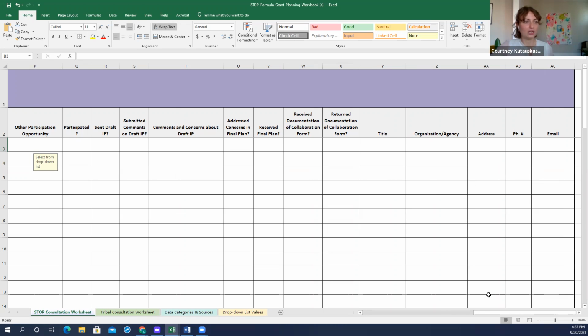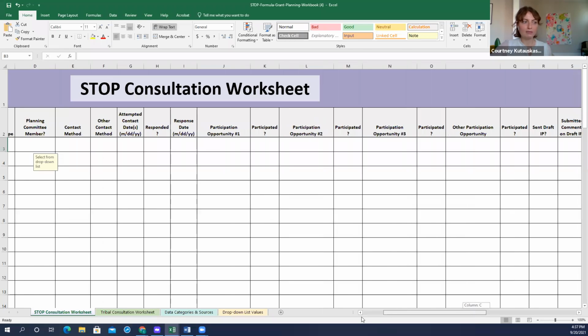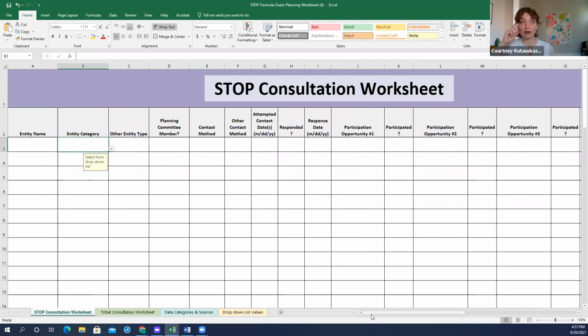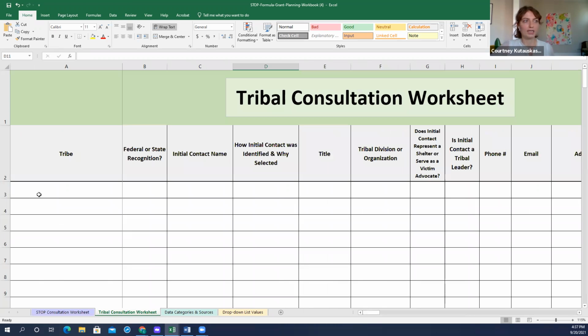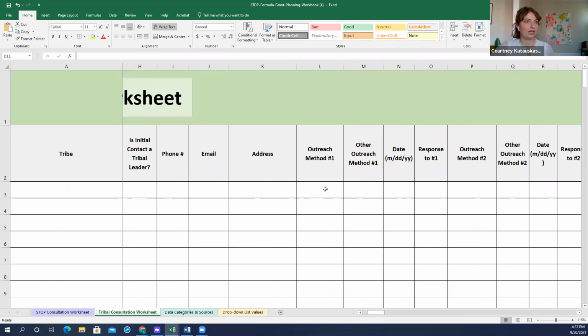And then along with planning committees, your planning committee has to have representation from tribes, but aside from that, you also do need to consult with tribes. And so this form can be for keeping all of your contacts when working with tribes organized. And this also can be if they're a member of your planning committee or part of your consultation separately.